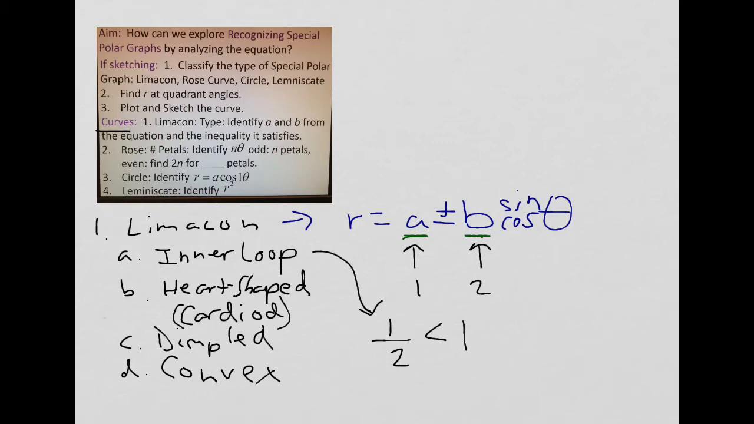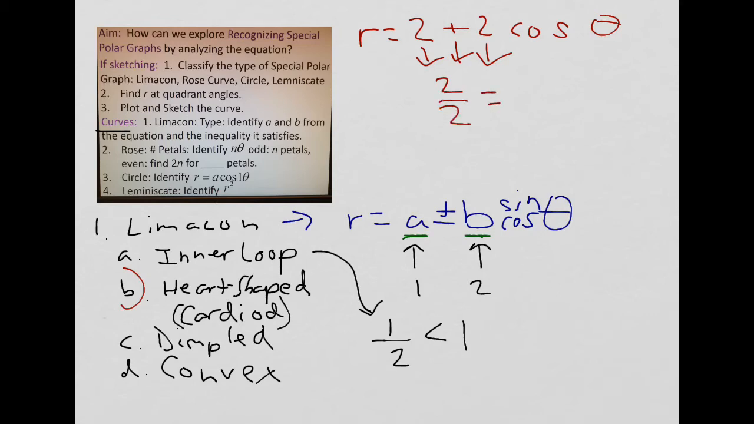So let's say the equation is, let's go to b, 2 plus 2 cosine theta. Well, here's a, here's b. There's the plus sign, so we know it's a limaçon. But which one? It equals 1. So this is one that is a cardioid or heart-shaped when we graph it. So it's a limaçon that is heart-shaped.